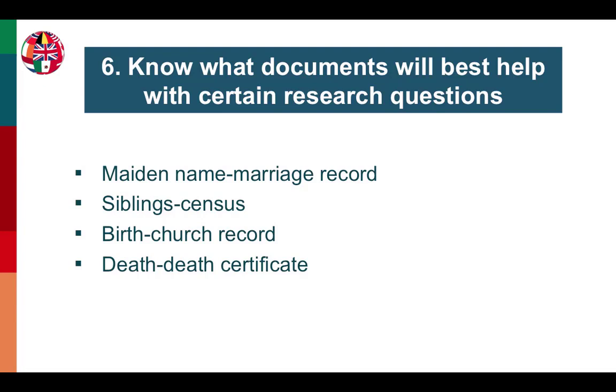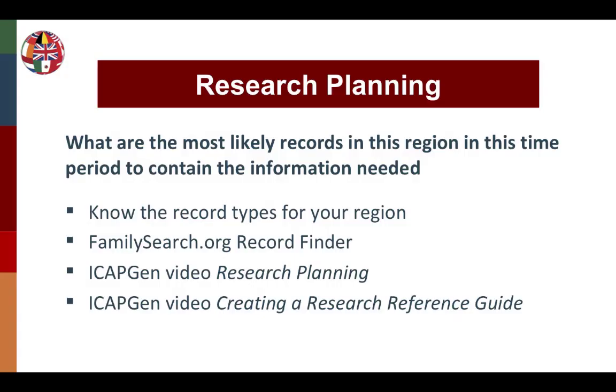If I'm looking for siblings to my person, then I might go look at census records. If I need a birth date or place, maybe a church record or a birth certificate. If I'm looking for death, I'm looking for a death certificate or cemetery records. So you need to know what documents are going to best help answer research questions.